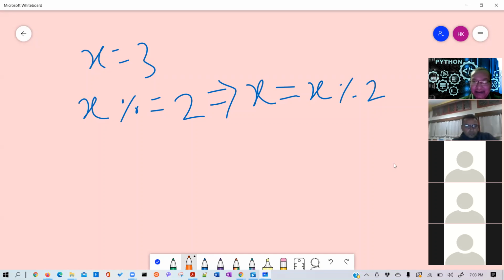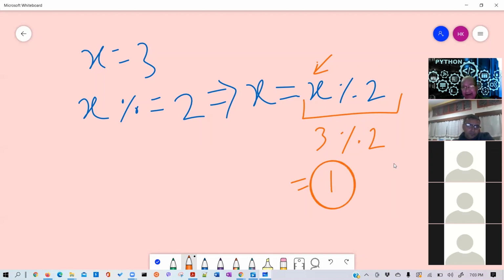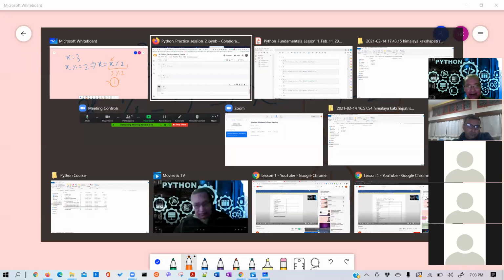So now, why 1? First you need to evaluate this side. In order to evaluate, you need to find the value of the unknown or the variable. What's the value of the variable? It goes into memory x, x with 3, and then modulus 2. 3 modulus 2 is when you divide 3 by 2, you get 1 remainder. So that's the answer. All right. Very good. Thank you. So likewise, you can do it with exponentiation.